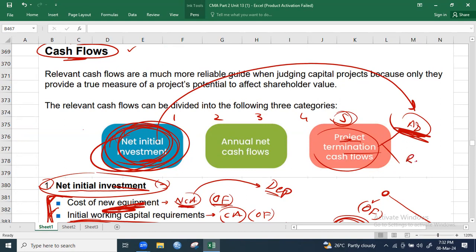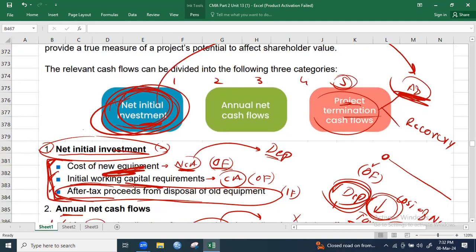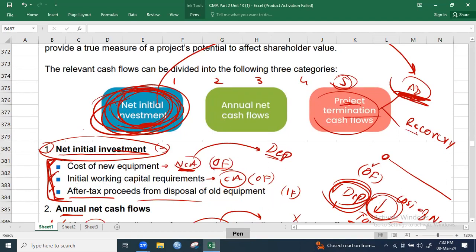And second thing, we will write here: recovery of working capital. Working capital we also invested at the start, right? We invested it at the start, at this stage. So that working capital we will assume is recovered. And please remember, here we will take the untaxed value. Don't take any tax effect in this recovery of working capital.